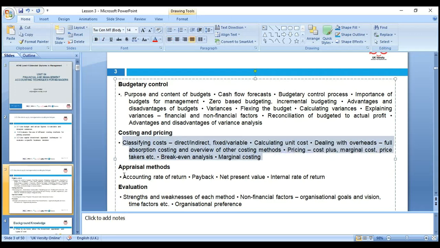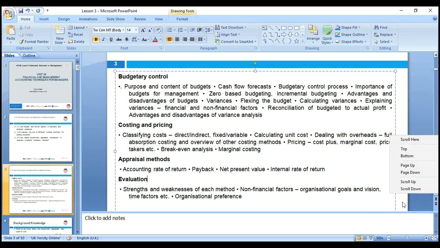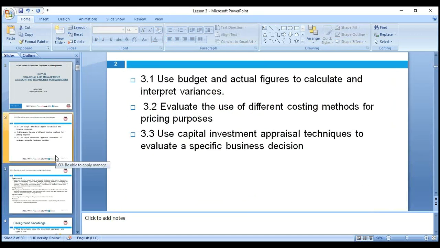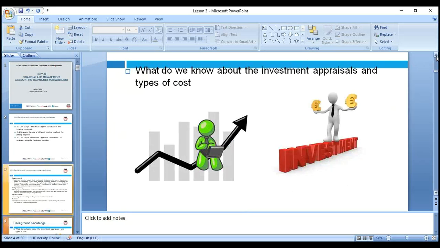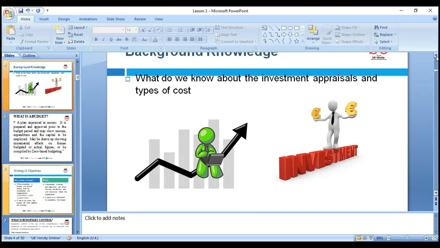Costing: what is meant by costing and cost pricing, and different costing techniques. We'll focus on investment appraisal, investment appraisal methods and evaluation, and how we can evaluate the performance of an organization. Some of marginal cost, absorption costing, and some methods we'll cover more in the next lesson as well. Any question? Okay, we'll start.